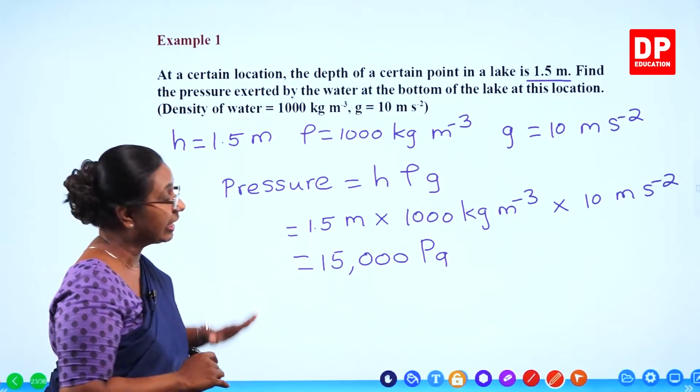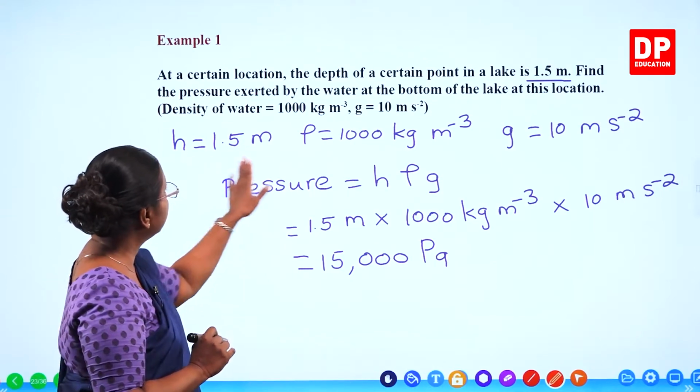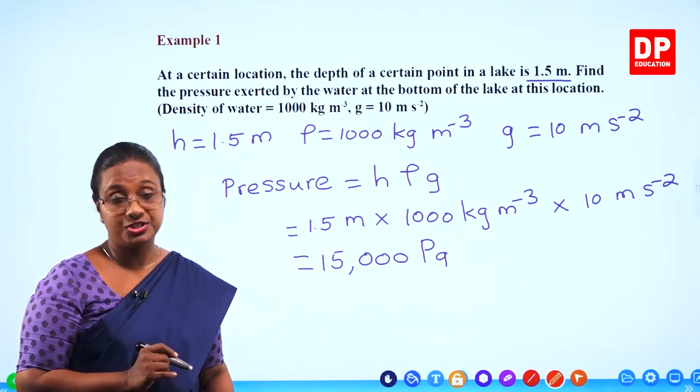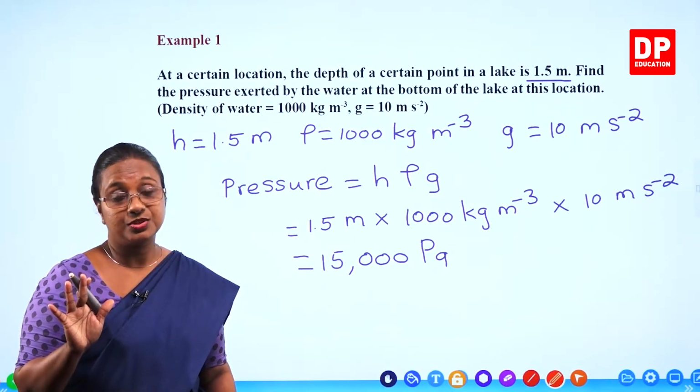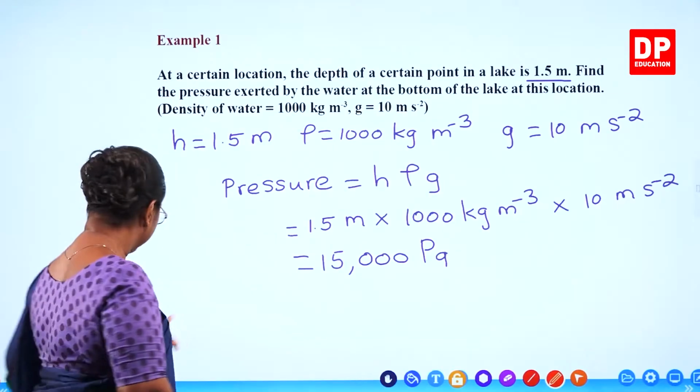I am sure you all can understand this calculation. It's a direct calculation. You need to remember the equation: pressure equals H rho G. Is that clear, students? Then I'll move on to the next example.